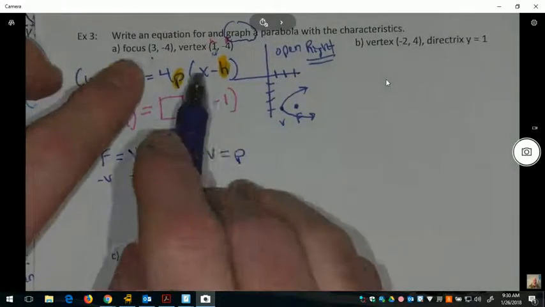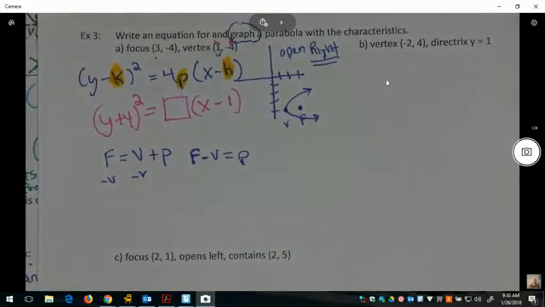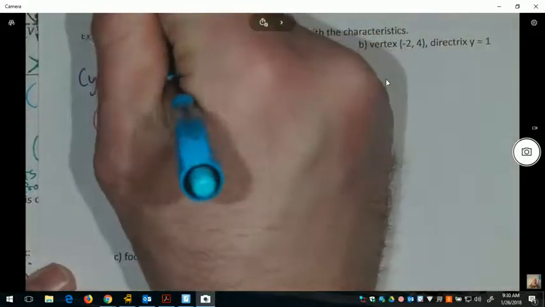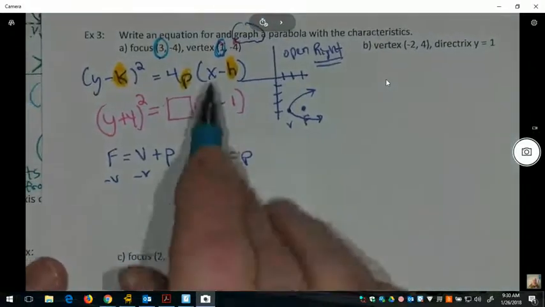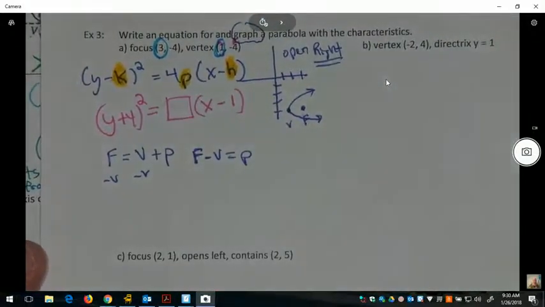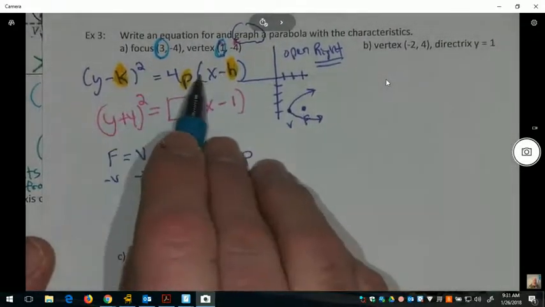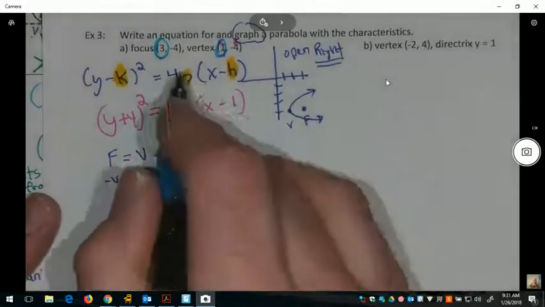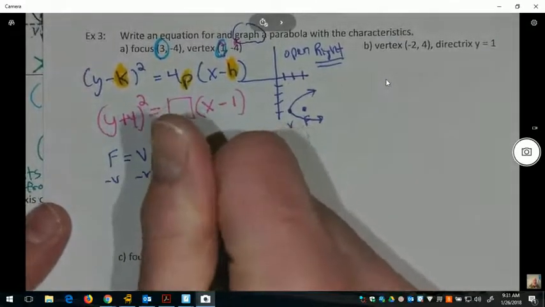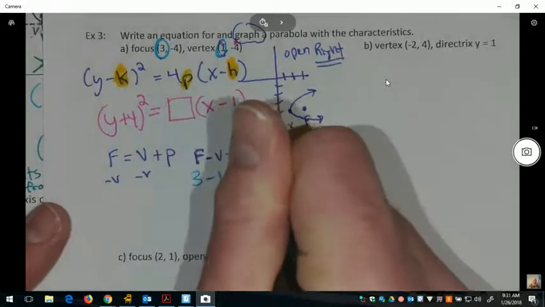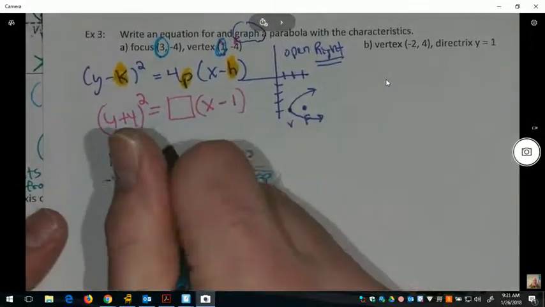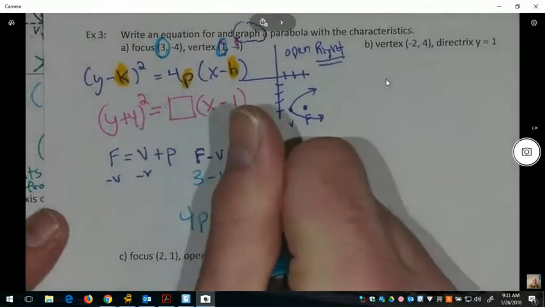So I'm looking at my focus and my vertex. The y coordinates are the same. The x coordinates are what change. So that's where the value of p is going to be found because the y coordinates, it's the same height for both of those points. I could also count it on the graph, but I want to be able to calculate it with the points as well. So here I have focus minus vertex would be 3 minus 1, which is 2. Well, if p is 2, then 4p is 8. So I put that 8 in there, and I have my equation.